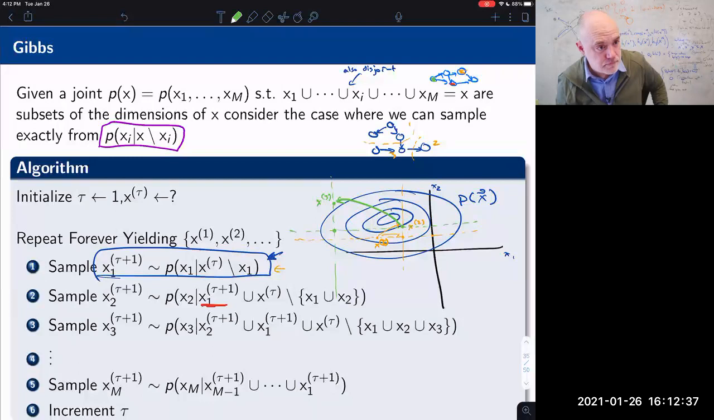Okay. Any questions about the algorithm mechanics for either of these algorithms? Can you provide an outline for MH within Gibbs? I'm still confused.